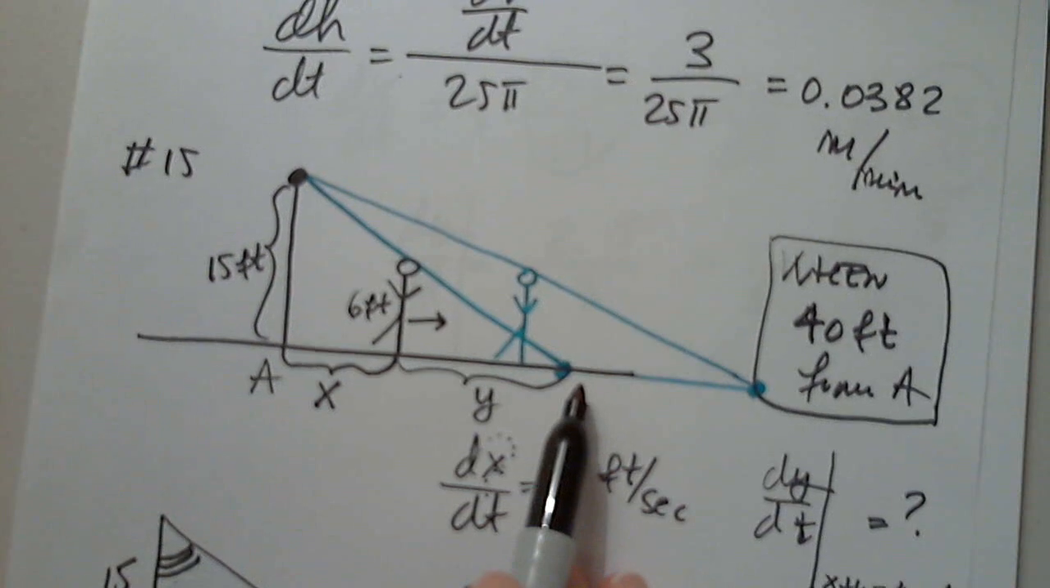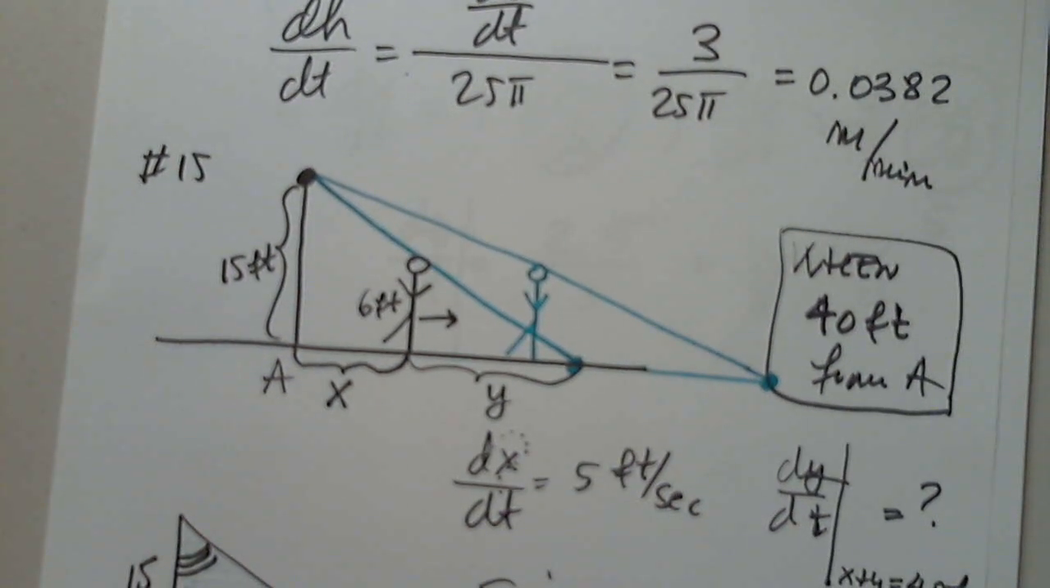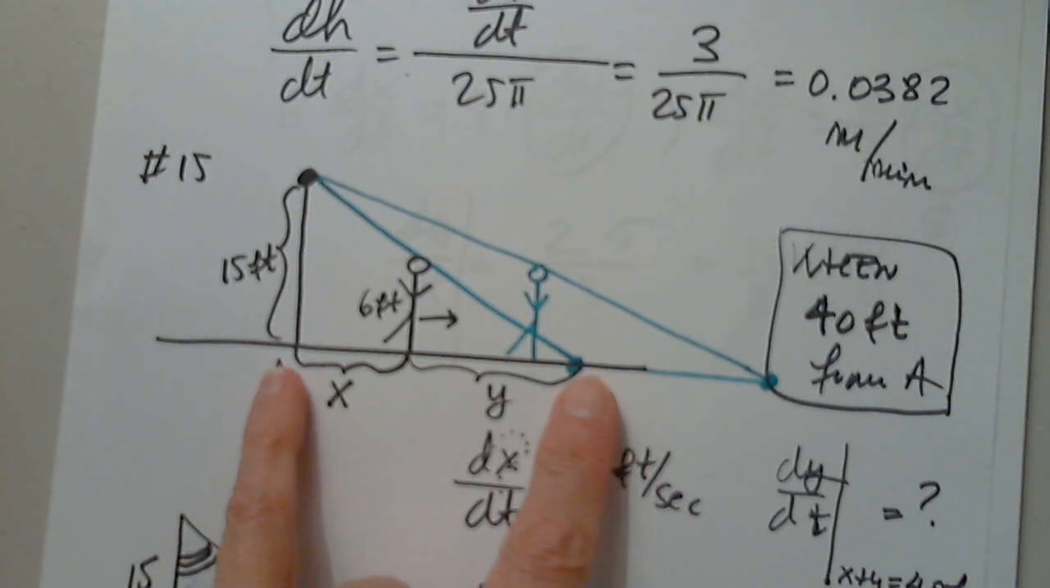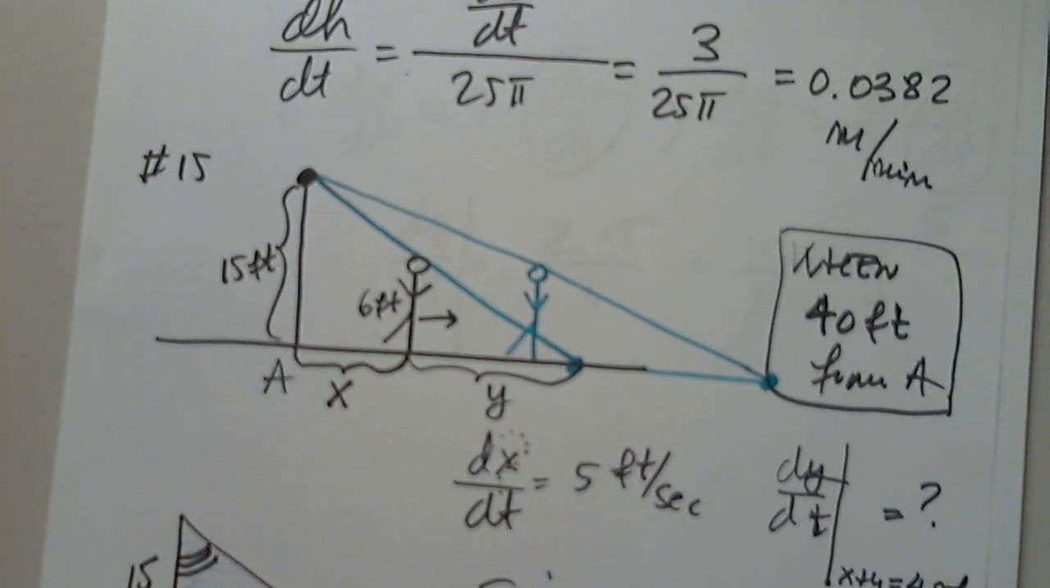So what was the original wording again? Something about the tip? Yes, the tip. What is the rate of the tip of the shadow? So that'll be the distance of x plus y, right? So they're giving us this as 40. So they're telling us that x plus y equals 40. Right?